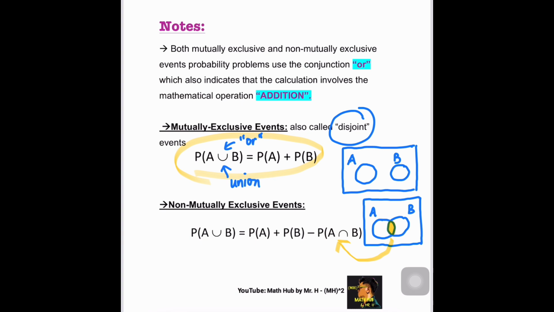And for non-mutually exclusive events, we use this formula. So we'll have probability of A union B equals probability of A plus probability of B minus the intersection. All right, so maybe you're questioning why we need to subtract the intersection. The reason why is because of double counting, right? We don't want to count the elements twice. So to further understand this concept, let's take a look at the first example.